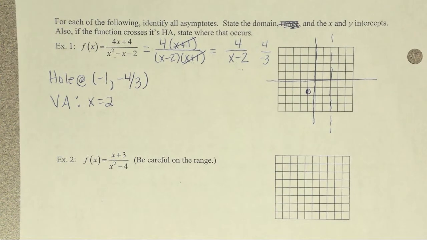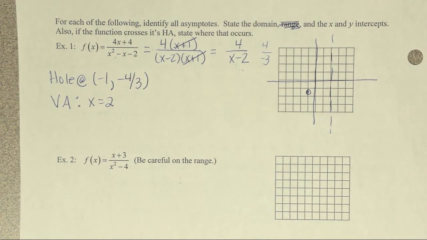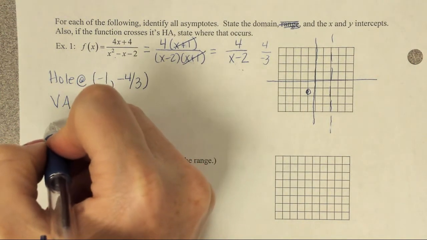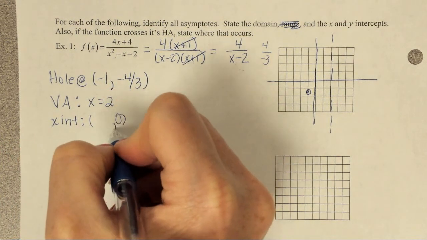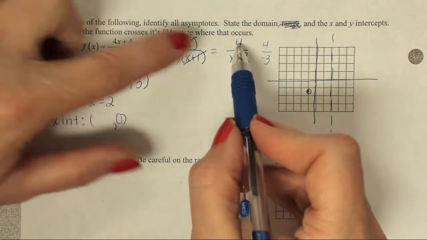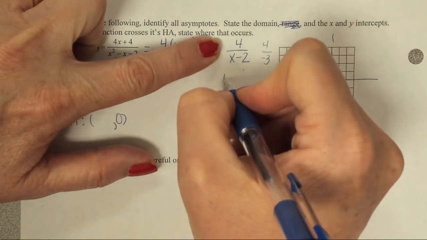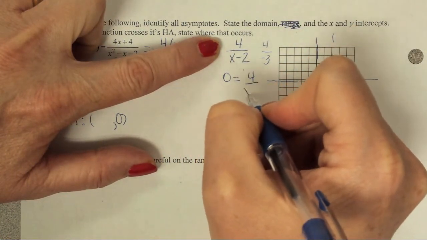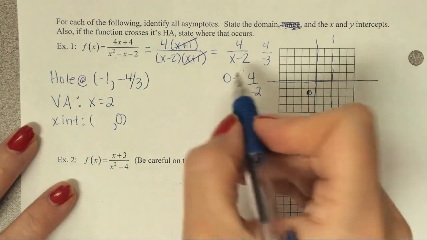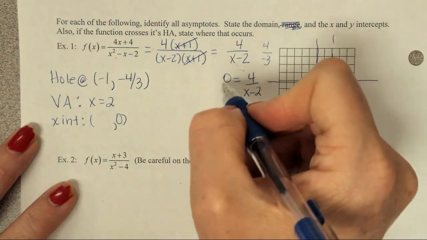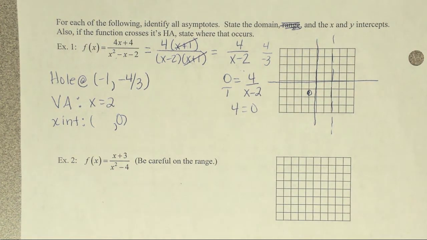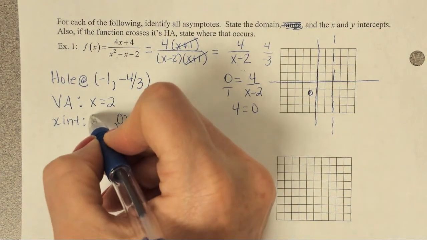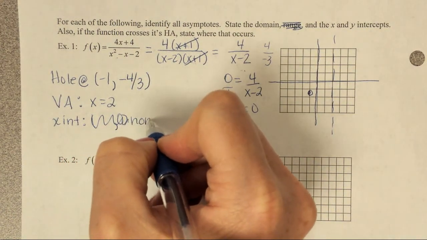I'm now going to find my intercepts. I always like to do all of that before I do the domain. So to find an x-intercept, I have to plug in 0 for y. So I'm going to take this function right here, and I set it equal to 0, because I'm letting y equal 0. If I cross multiply, I'm going to get 4 equals 0. Can I solve that? No. So there's no x-intercept. None.